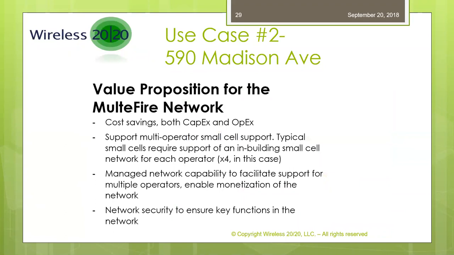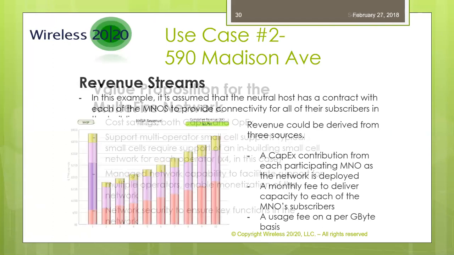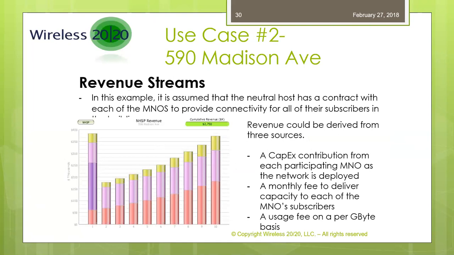So the value proposition for the MulteFire network: cost savings on both Capex and OpEx, support for multi-operator small cell deployments. We're able to have a managed network and to facilitate support for multiple operators and enable monetization of the network and the network security. More and more, corporate security becomes a critical issue here.